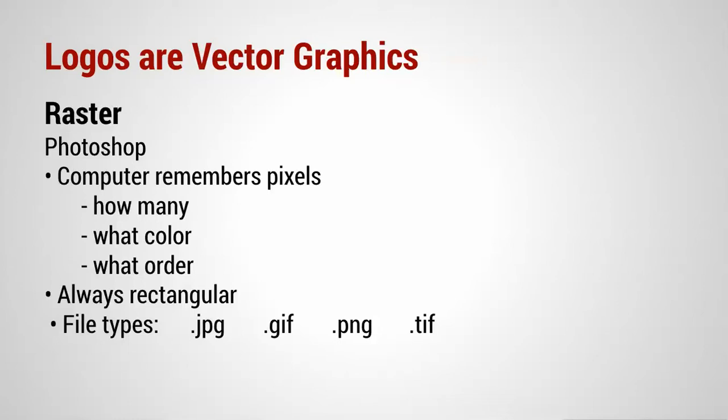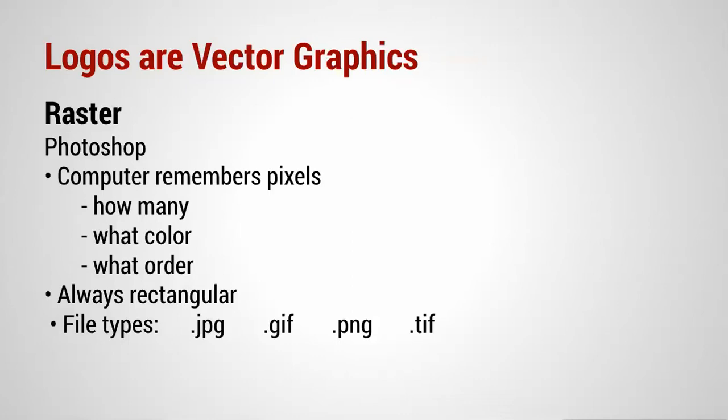There are 2 ways for computers to remember graphics. When you save a file in Photoshop, or you save a file in Illustrator, or any visual editing program, there's one of 2 ways that program can save the data into that file. Photoshop uses what's called raster graphics. And in this type of file, the computer remembers pixels.